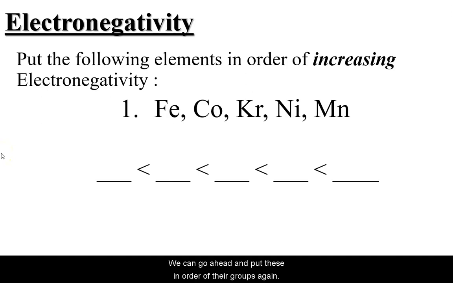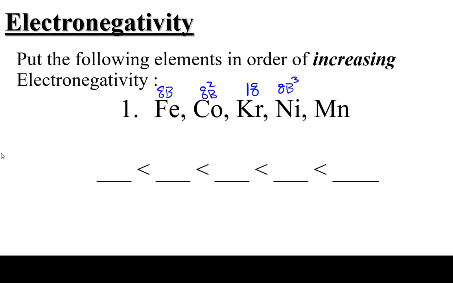You can go ahead and put these in order of their groups again. We're going to start with iron, which is 8B. Cobalt, which is also 8B, but it's the second one in order. Tin, which is 14. Nickel is 8B, number 3, iron is number 1, and manganese, 7B. If you look on your periodic table, you can follow with me. Tin is the least. It goes manganese, iron, cobalt, nickel.